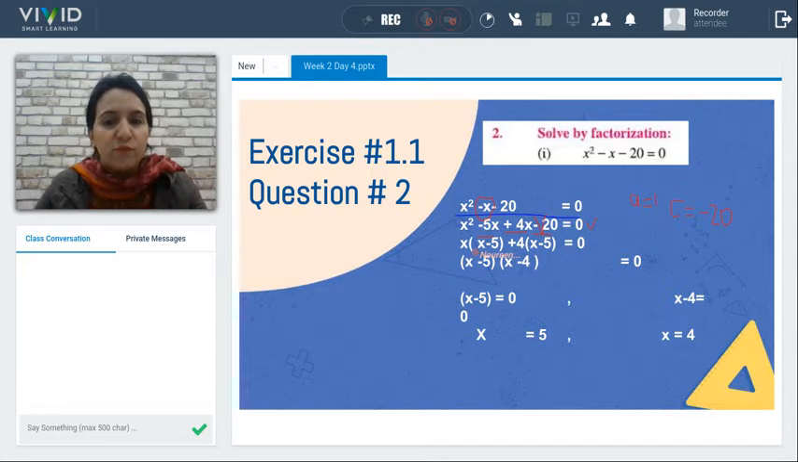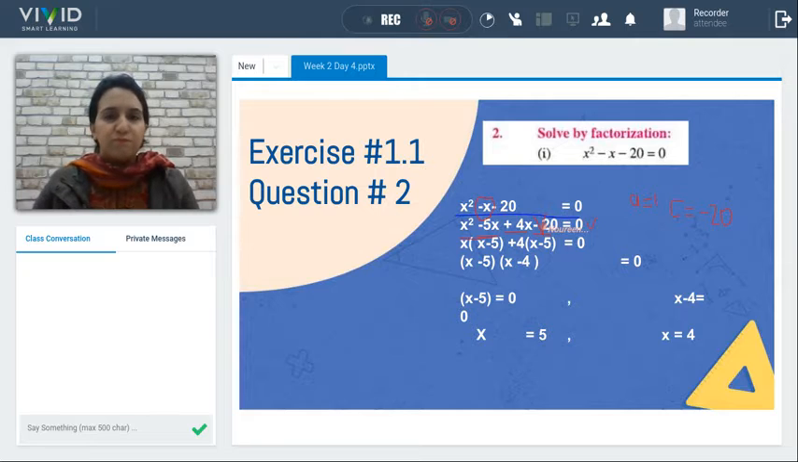Let's move on now. You have to take common. Make pairs. x square minus 5x is the first pair, and the second pair is 4x minus 20. Now from the first pair, what is common? You have to take the least variable, and the least variable is x. No other number is coming in both of these terms, so we are going to take x common. In the first term we are left with x only, and in the second term we are left with 5, and the sign will remain the same. The sign will be minus.